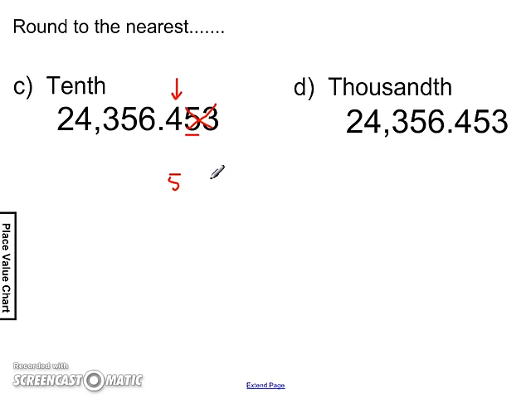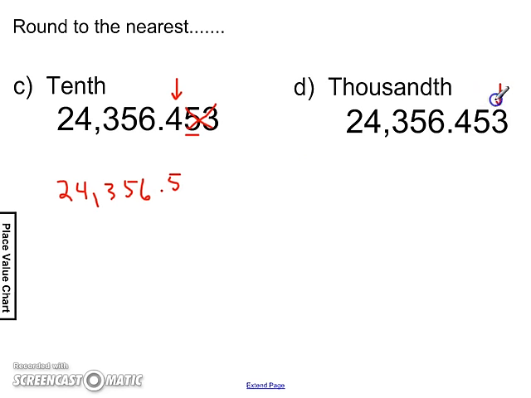Now, if we were asked, in theory, to round to the nearest thousandth, then we would go to a different place. But all of these will stay as part of the number. So to the nearest tenth, we are at 24,356 and 5 tenths.